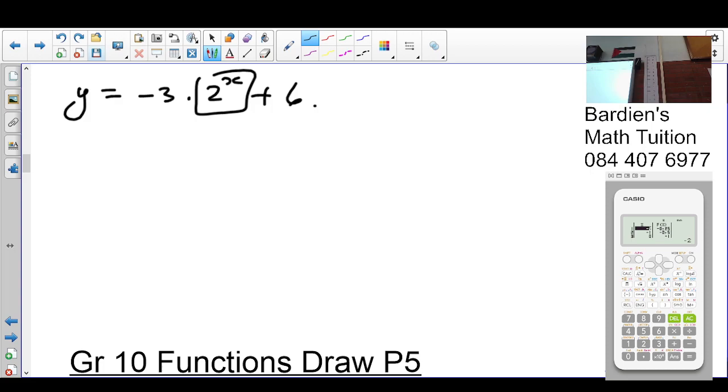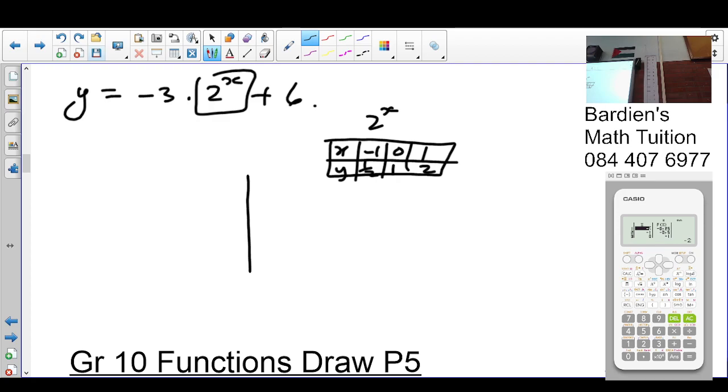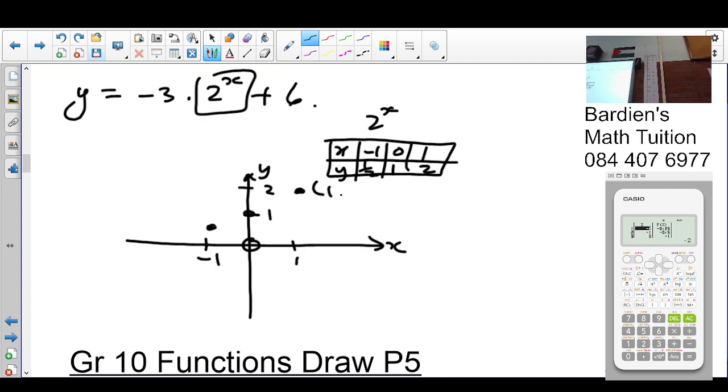Okay. So if I take a table and I draw the graph for 2 to the x, x of negative 1, 0 and 1 gives me a half, 1 and 2. Are you okay with it? So if x is negative 1, y is half. If x is 0, y is 1. If x is 1, y is 2. So this is the graph of 2 to the x.